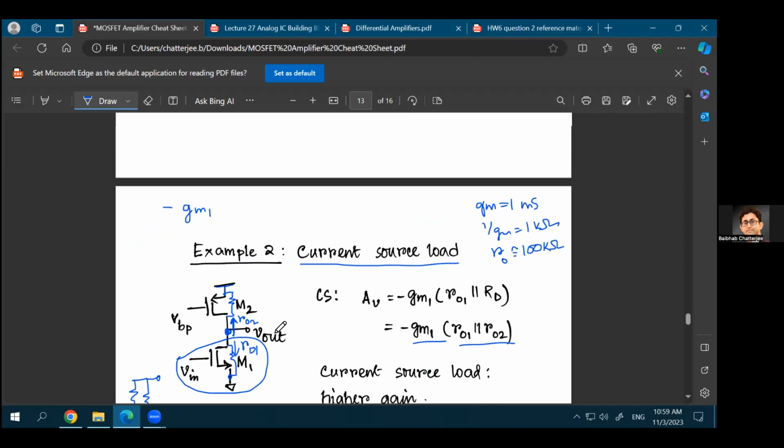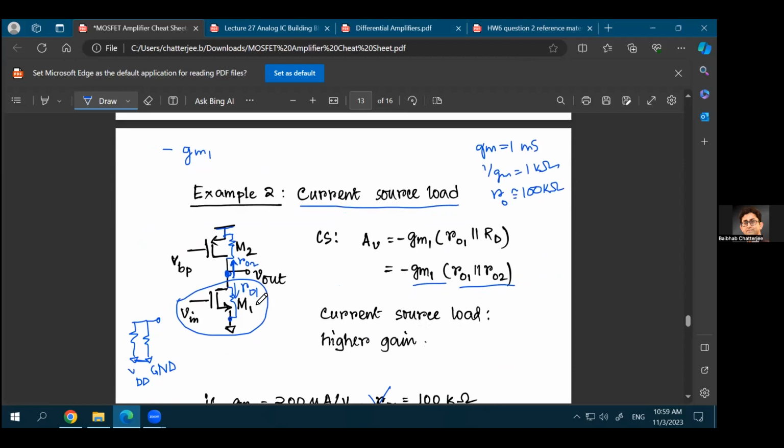So what determines your bandwidth? It's a little bit of a segue from what we are discussing right now, but because this is a great question, I'll try to answer it now rather than keeping it for later. What determines your bandwidth in this case? You know that bandwidth is nothing but an RC time constant. Any kind of bandwidth is an RC time constant eventually. So what is the RC time constant that you have here at the output side?